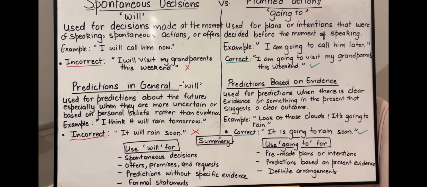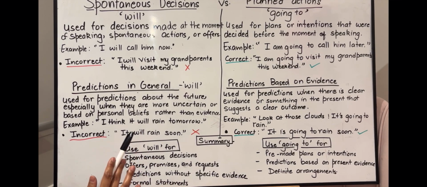The second confusion is around the evidence. Will is more used when we make a prediction in general and it's not evidence based. So will is used for predictions about the future, especially when they're more uncertain or based on personal beliefs rather than evidence. Going to is used for prediction when there is clear evidence or something in the present that suggests a clear outcome. For example, I think it will rain tomorrow.